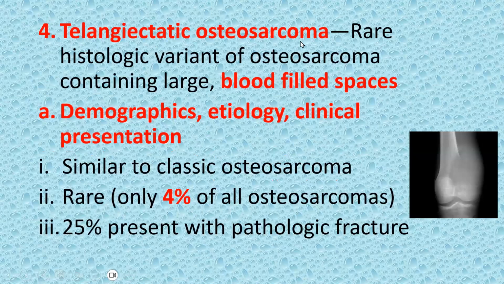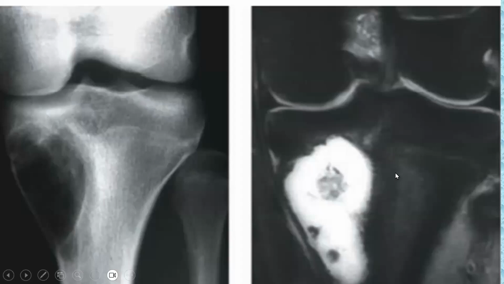It's a rare variant. You see, it's a purely lytic lesion. You have to distinguish this from an aneurysmal bone cyst, and this is a very aggressive form. They present as pathologic fracture. So it's a purely lytic. It can be associated with an aneurysmal bone cyst, and you have on MRI fluid levels. This is one of the telangiectatic. These are the pathology, and this patient had a limb spare procedure.